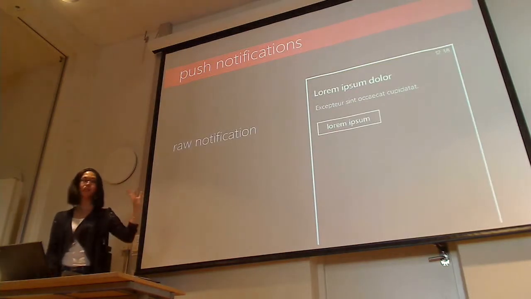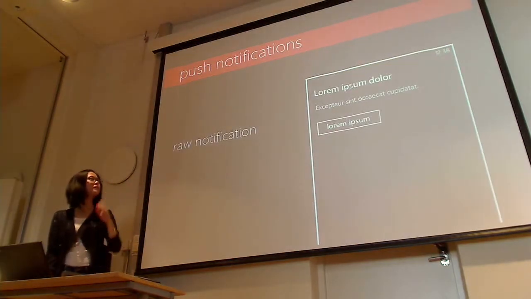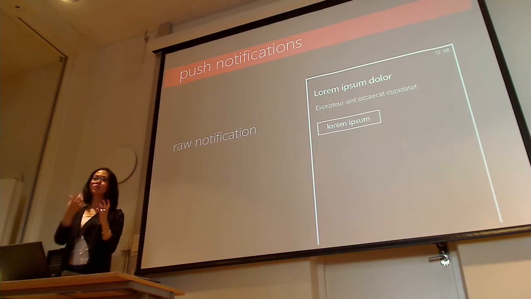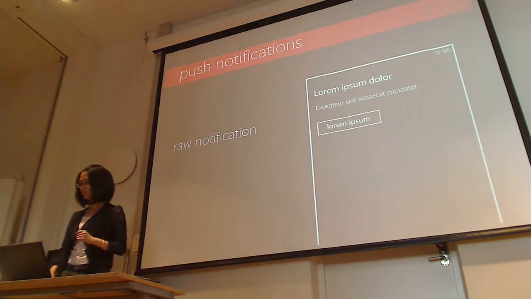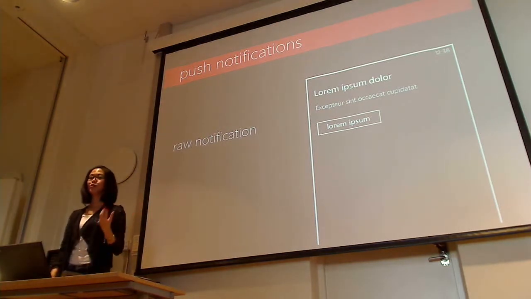And then there's the pop-up, like a raw notification, something that the user has to react to before they get back to the screen that they were using. It's a simple pop-up that will only show within your app. So these are three different kinds of notifications that you can use in order to update the user about something that has happened in your app.